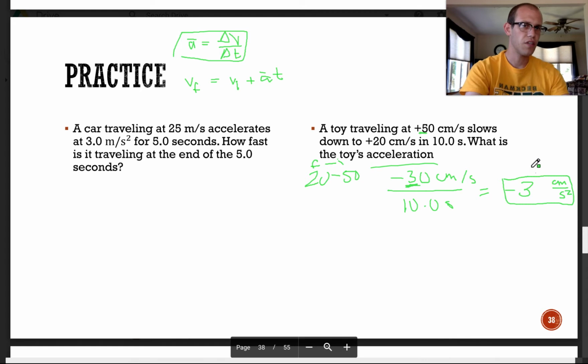Notice we leave our answer as centimeters per second squared. That's perfectly fine. You could change it into meters per second squared. Look at your conversion chart. When you do that, it's simply a matter of dividing by 100. Or I could just write -3 times 10 to the -2 meters per second squared. Really easy when we use scientific notation. So either one of those works.